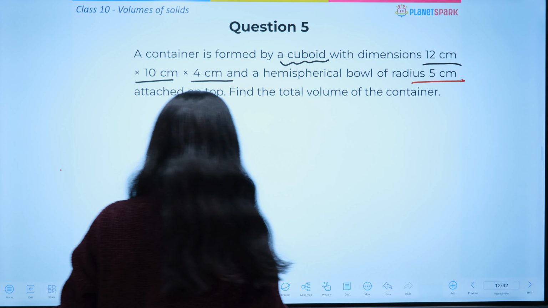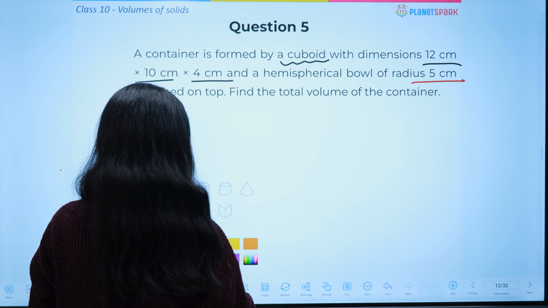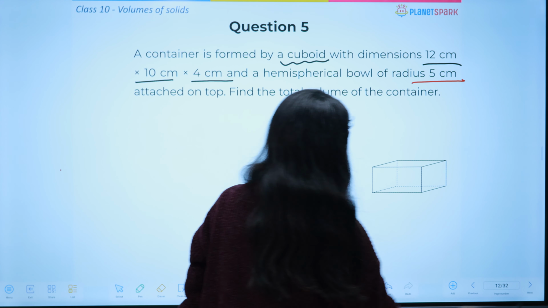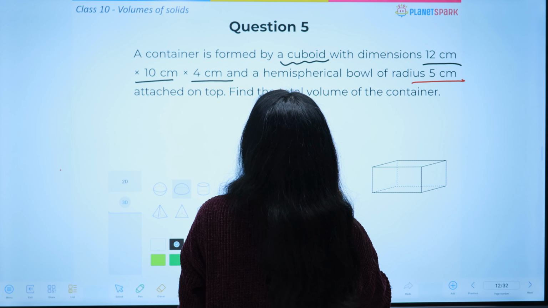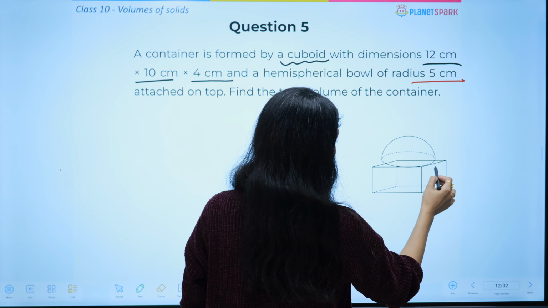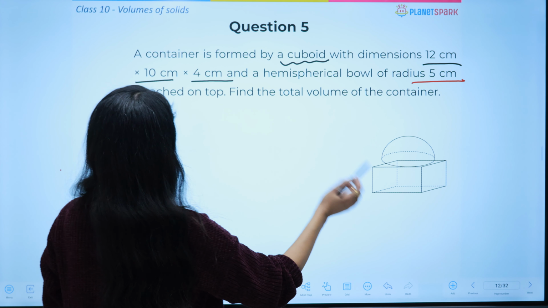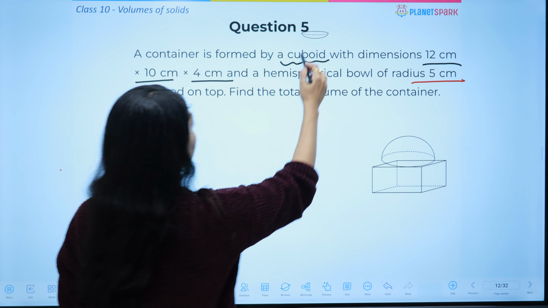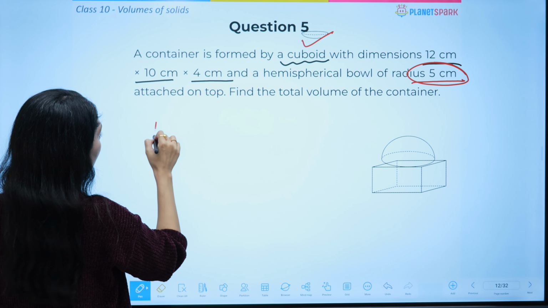We have a cuboid here. So let's say that's the cuboid we have, and on top of it we have a hemisphere, right? Okay then. So this is how the solid looks. Dimensions are given for the cuboid there, and for the hemisphere the radius is given, 5 centimeter, right? We have to find the total volume.